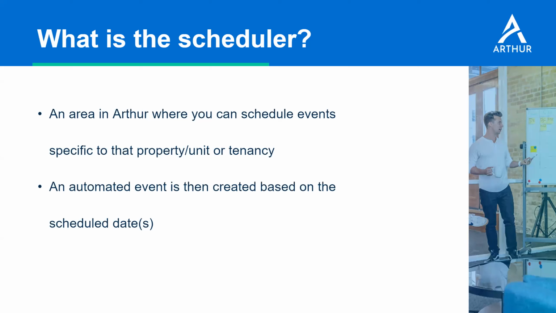And I believe that it is a bit more user-friendly, a bit more intuitive, and you will understand what's going on. Instead of building the conditions yourself, you'll just be adding the dates of when the event will run and what the event will be. So it can be a message, you can create a work order, you can create a task, you can send SMS messages as well. And the automated event is then created based on the scheduled dates. For this, I will just go over some examples on a test account, just so you can see exactly what I mean.